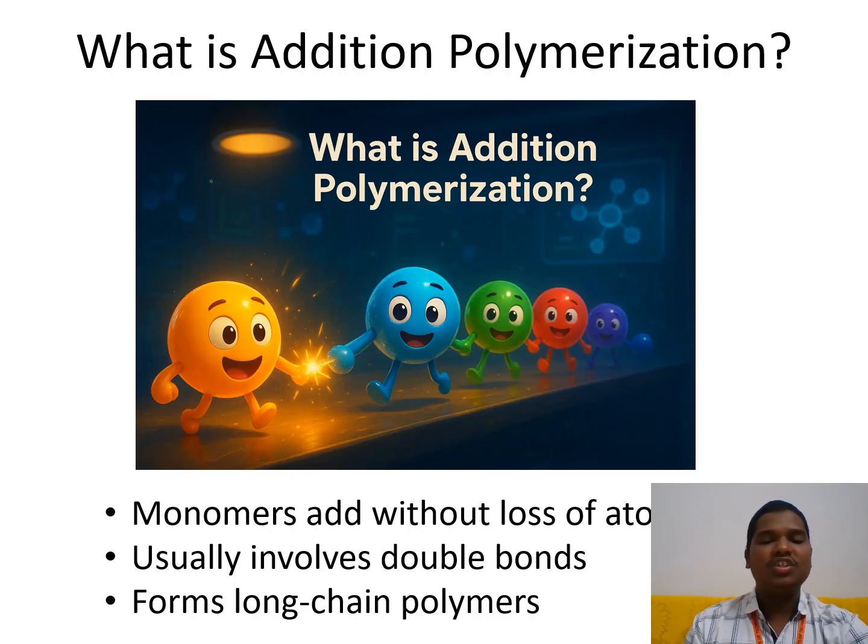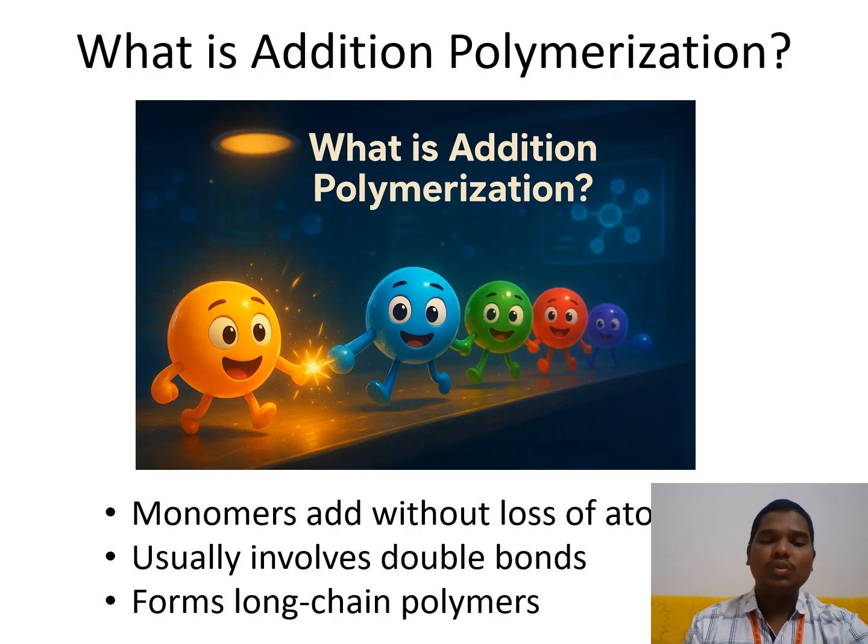Addition polymerization is a chemical reaction where monomers having double bonds add to each other without producing any byproduct. The monomers simply join one after another and form a long polymer chain. This reaction generally involves alkenes such as ethene, propene, or vinyl chloride. Because the monomers directly add to each other, the chain grows continuously. This process is also known as chain growth polymerization.